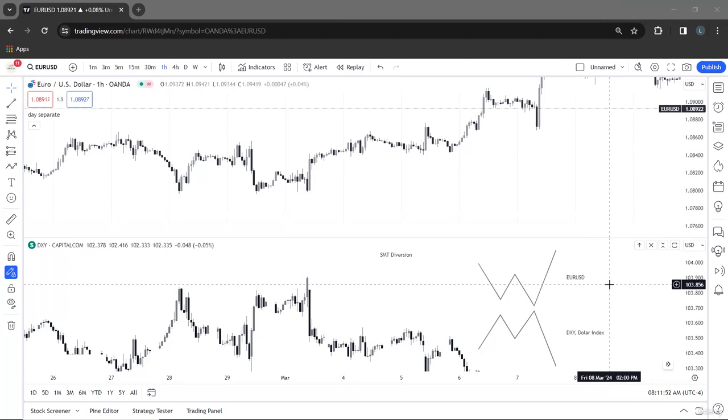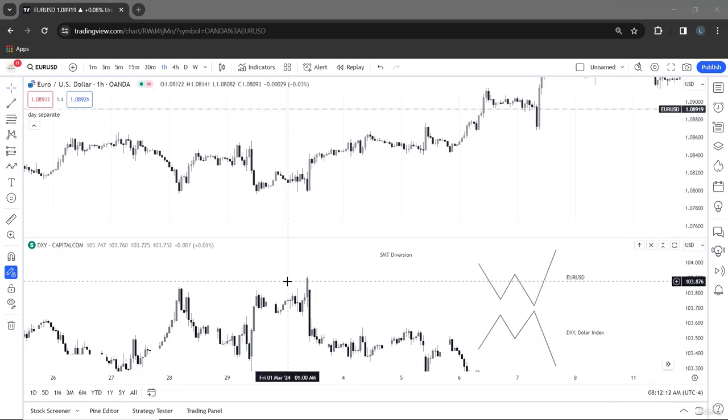This is a video based on Lesson 3, Module 2, Lesson 3B, and it's on SMT Divergence. I just wanted to show you on a chart what that sort of means.